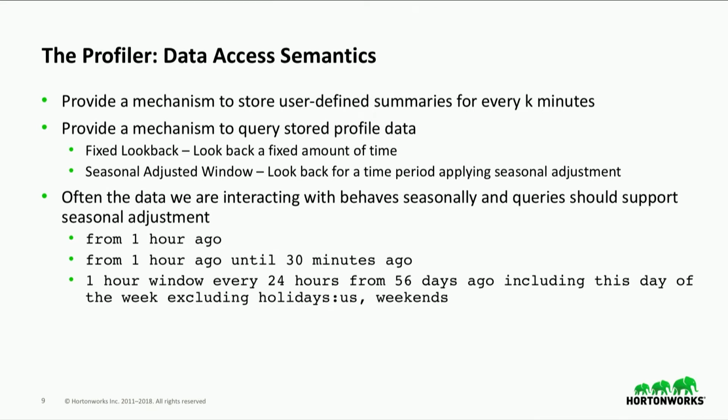And more complicated ones. Well, I want a 1 hour window every 24 hours from 56 days ago. That's a long lookback. Including this day of the week, excluding US holidays and weekends. That's really the key, right? That's how you build a more fine-tuned model that allows you to squeeze more out of statistical baselining in a scalable way. Okay, so how does that work underneath the hood?